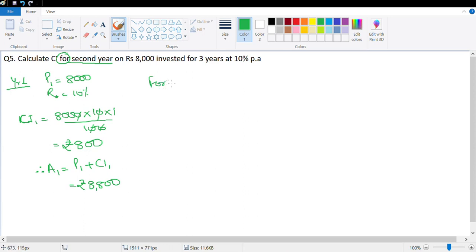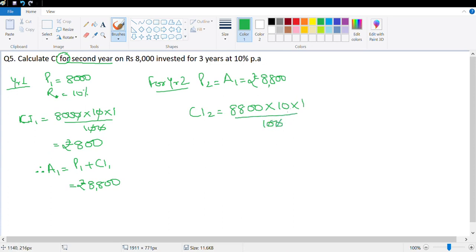Now for year 2, principal for the second year will be equal to amount for the first year, which is rupees 8,800, which means compound interest for second year will be principal into rate into time upon 100, and this is equal to rupees 880. So that's the answer. They want us to calculate compound interest for second year. In this case, it will be 880.